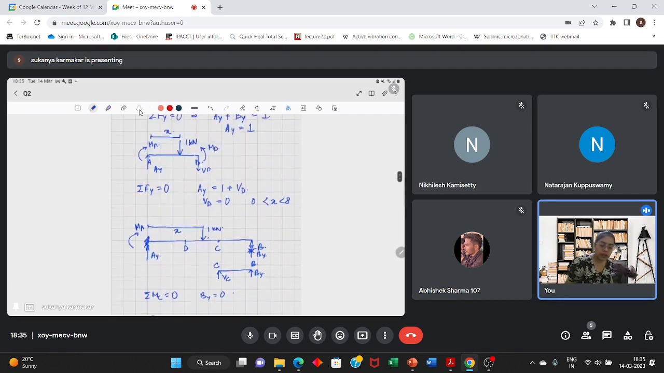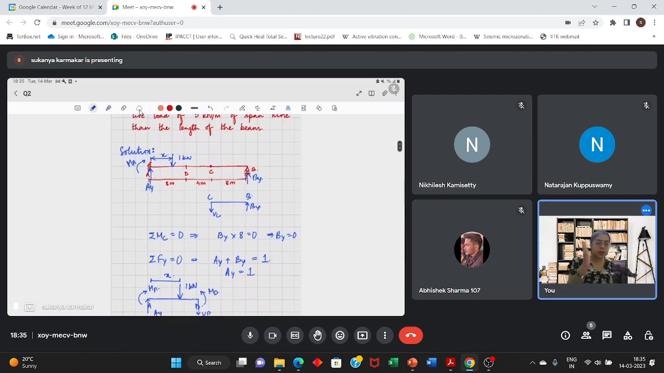Now x is lying between C and D. That is, x lies between 12 meters to 20 meters.